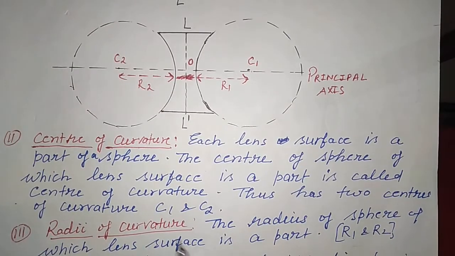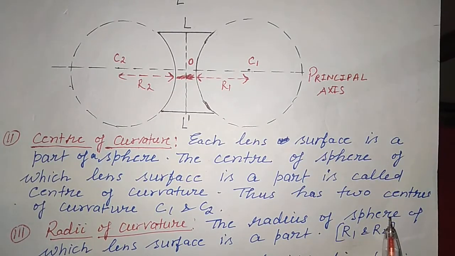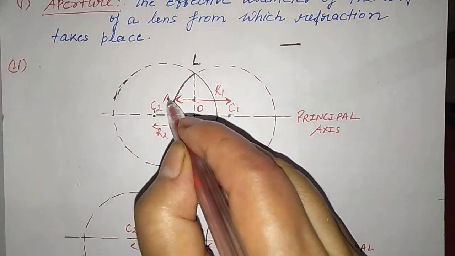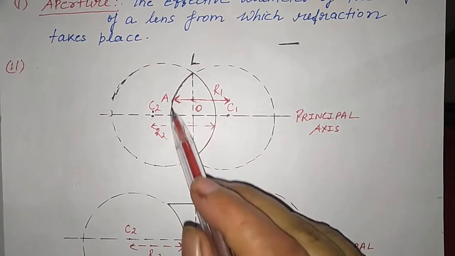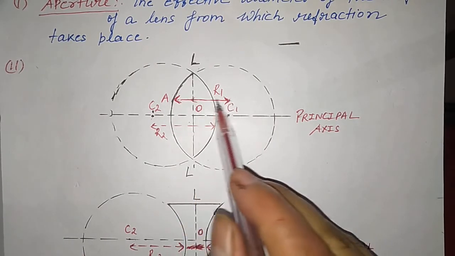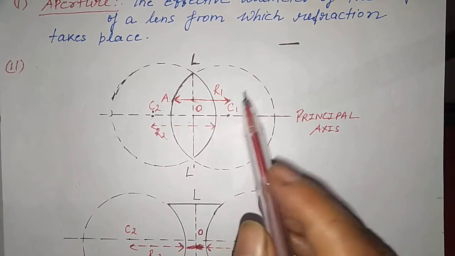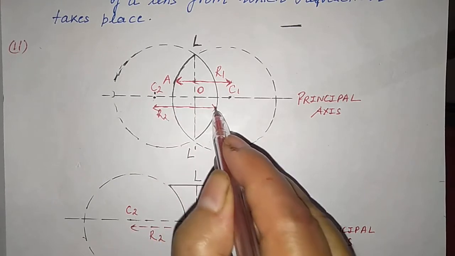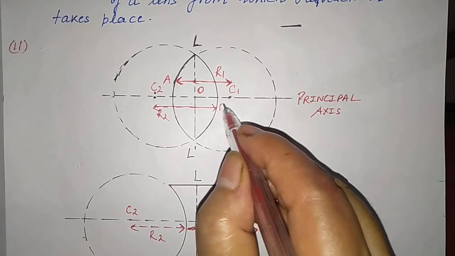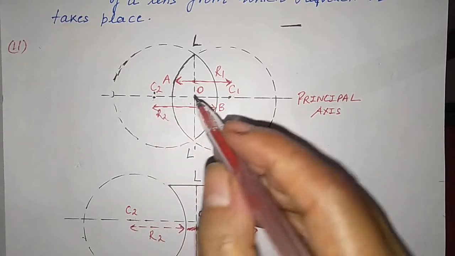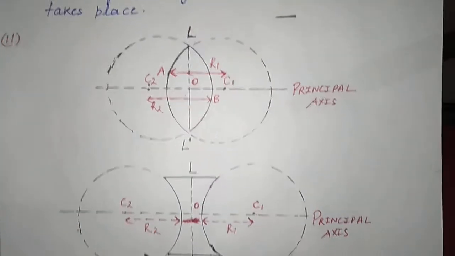Next is the radius of curvature. The radius of a sphere of which a lens surface is a part is known as the radius of curvature. Suppose we mark this surface as A; the distance from A to the center of curvature, AC1, is known as a radius of curvature. This is the second radius of curvature from this surface. Suppose this is B, then BC2. So it has two radii of curvature.